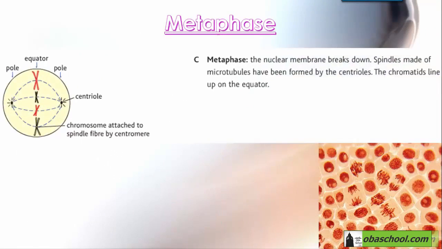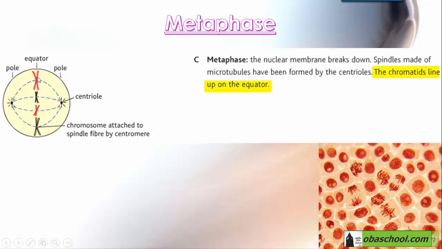Now on to metaphase. Metaphase is the phase where the nuclear membrane breaks down. This is the first thing that happens in metaphase. And then spindles that are made of microtubules are formed between the two centrioles. These structures that are like strings are called spindles.